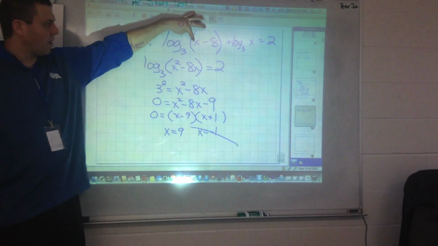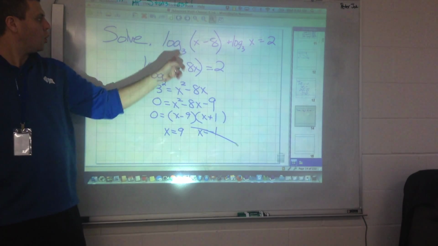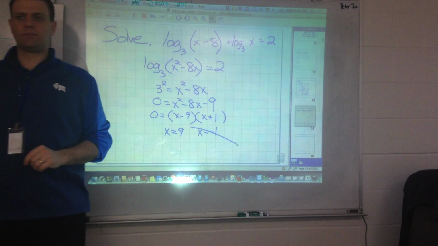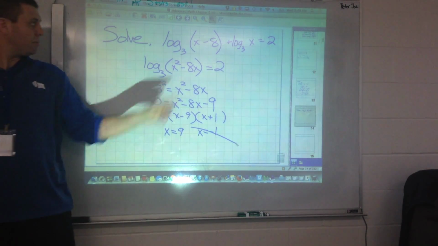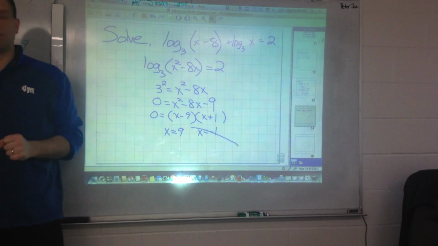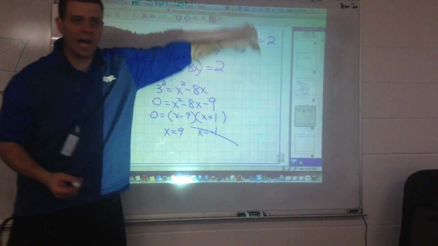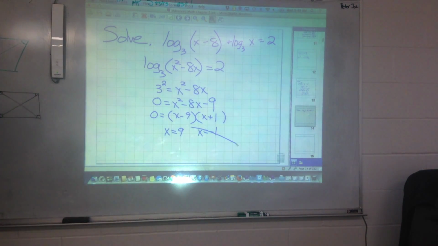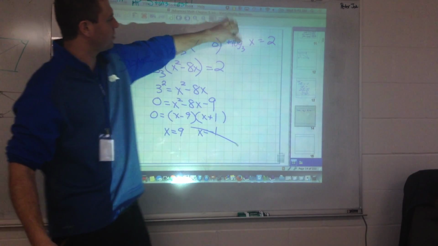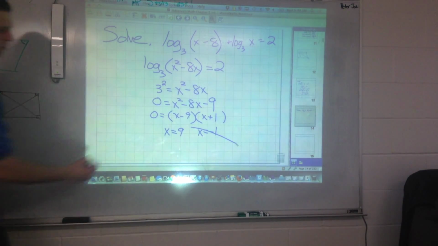We can probably do this in our heads, really. 9 minus 8 is 1. What's log to the base 3 of 1? 0. Because 3 raised to what power equals 1? 0. Okay, so the answer to that part is 0. What's log to the base 3 of 9? 2. Because 3 to the second power equals 9. So really I have 0 plus 2, that equals 2, so 9 works.